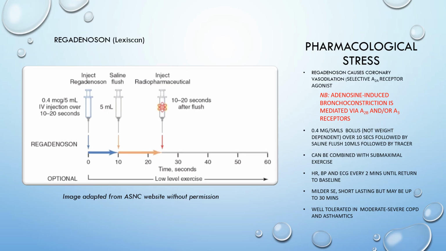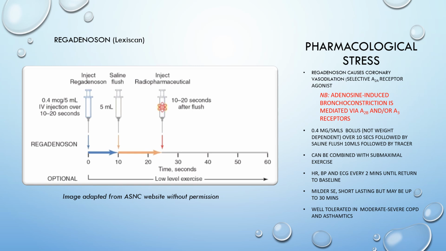The next one is regadenoson, also called Lexiscan. This also affects the adenosine receptors, but it's a selective A2A receptor agonist. Adenosine bronchoconstriction is mediated via the A2B and/or A3 receptors, but this one targets another set of receptors, so it's more tolerable to use when your patient has a history of asthma or COPD.